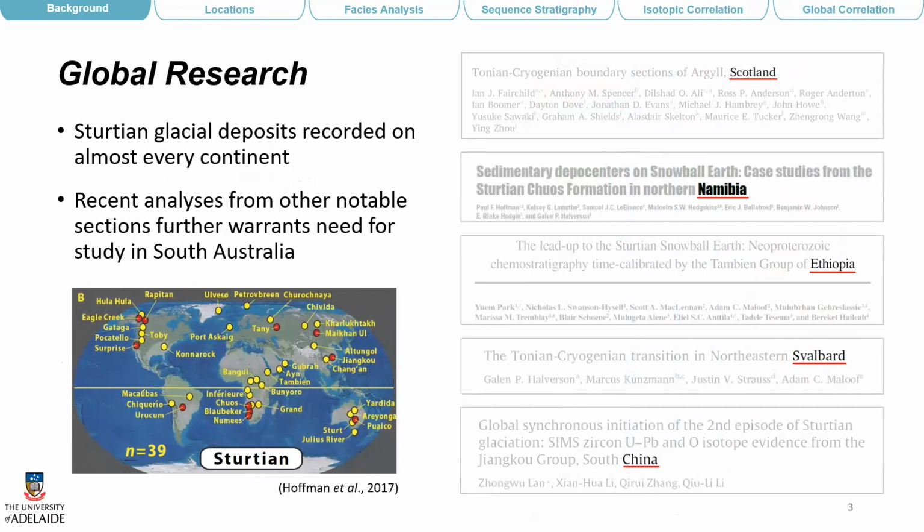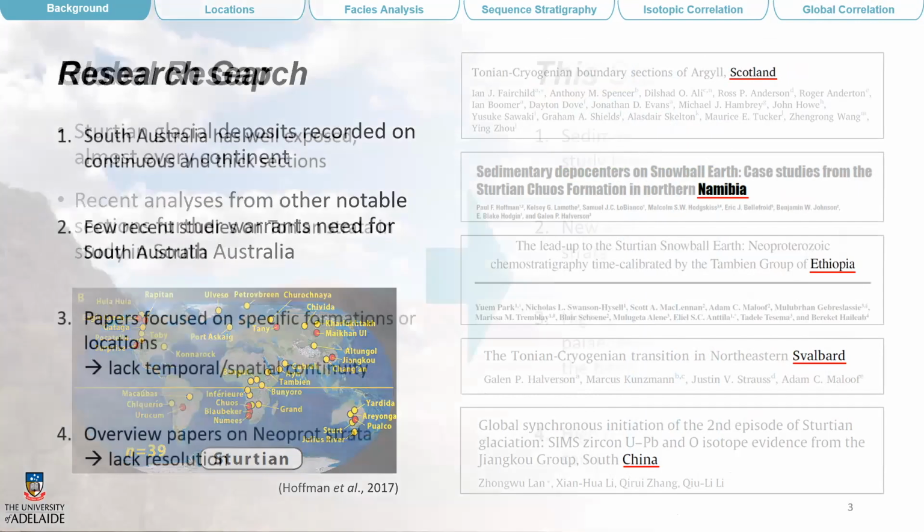So these Sturtian glacial deposits are fantastic because they are recorded on almost every continent. From that figure at the bottom, you can see all the yellow and red dots are locations where we have found the Sturtian glacials. So they're very, very widespread. And in recent years, there has been a lot of analyses from these other notable sections. Some of them that I've highlighted are Scotland, Namibia, Ethiopia, Svalbard, and China, just to name a few of some of the research that has been done on the Sturtian glacials.